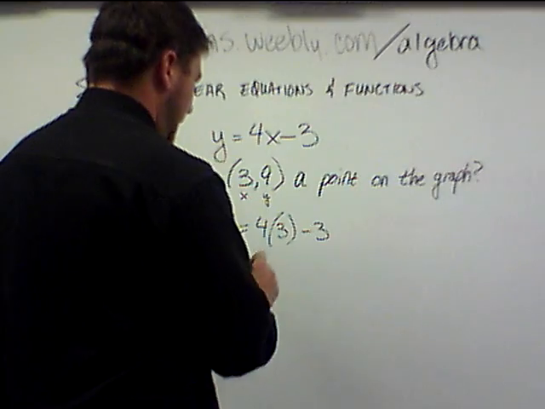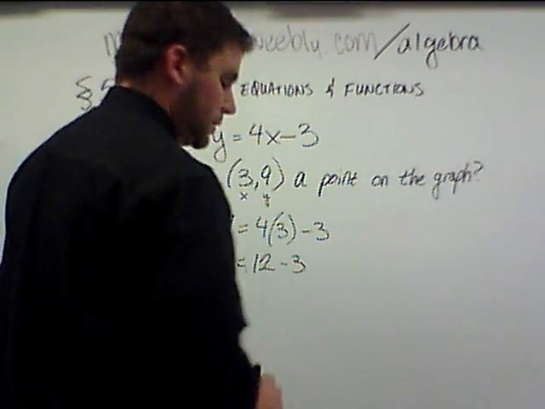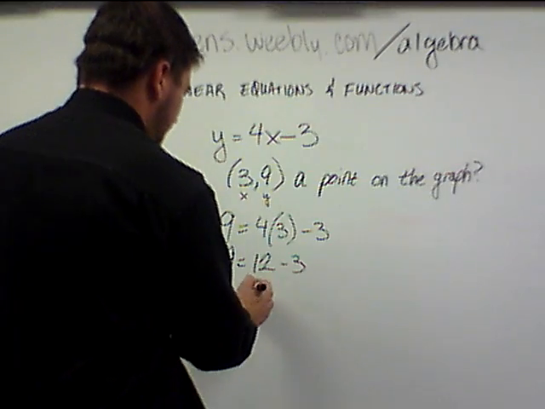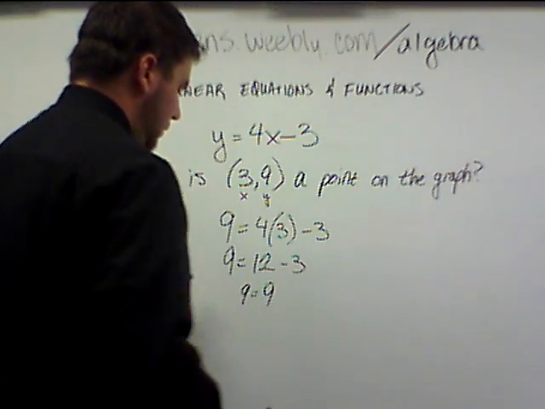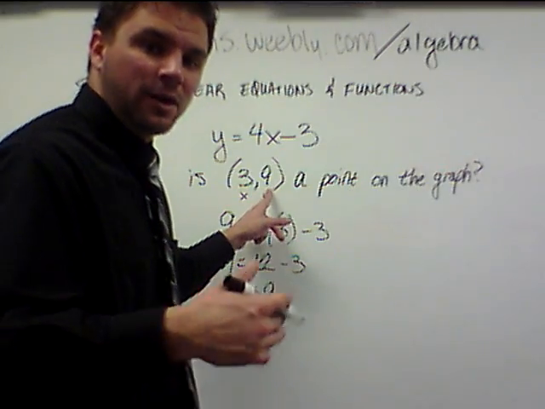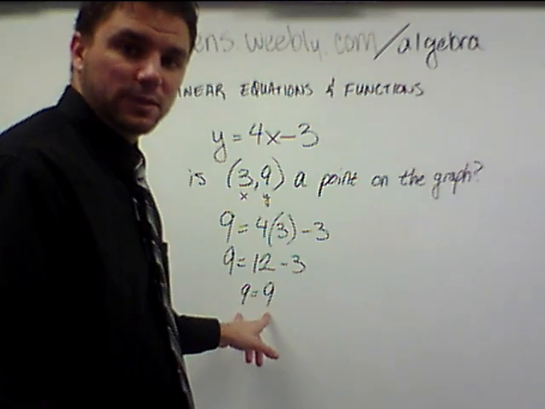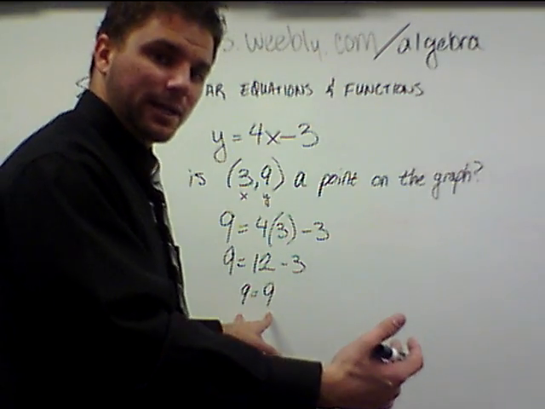Well, let's find out. 4 times 3 gives me 12. 12 minus 3 is 9, which tells me that the point 3, 9 is on this line because it makes this true. Makes it true because we get the same answer on the left and the right hand side of the equal sign.